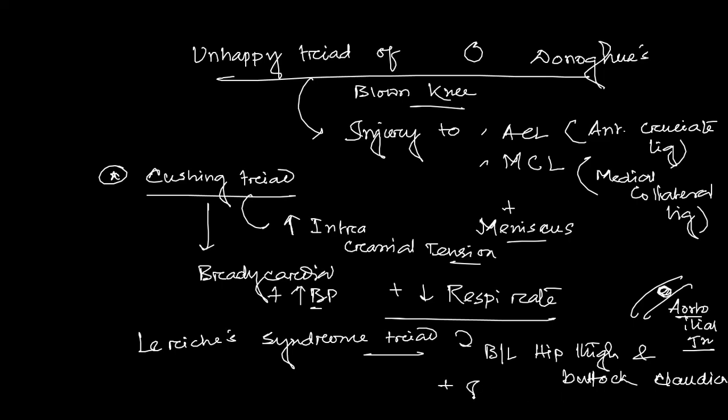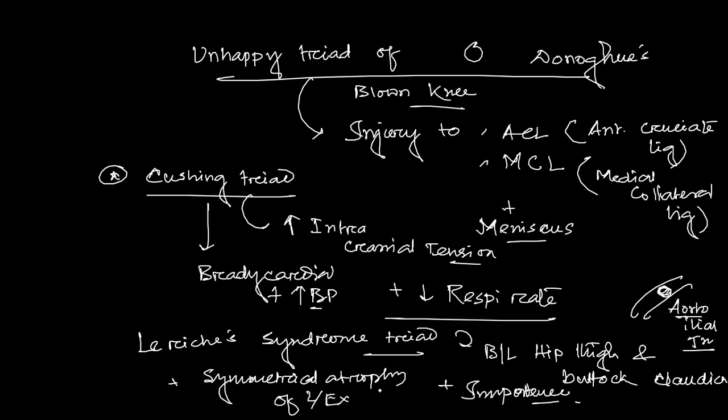Patient will complain of impotence. And patient will have symmetrical atrophy of the lower extremity due to chronic ischemia.